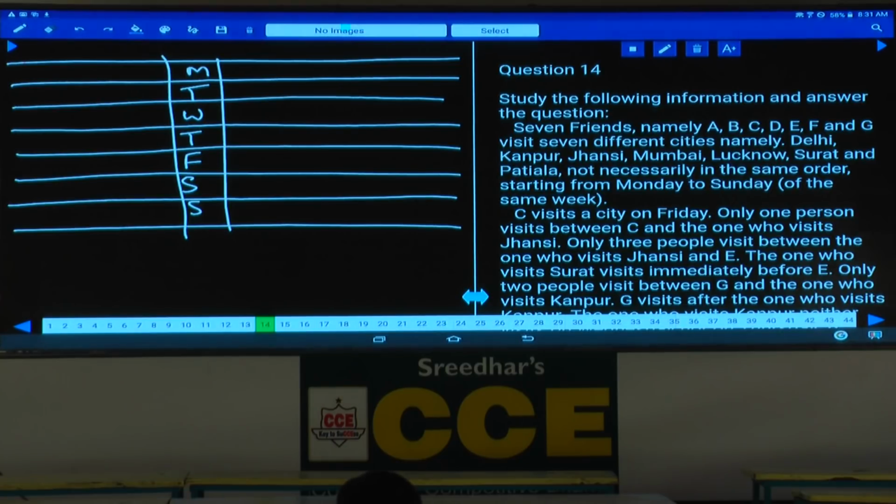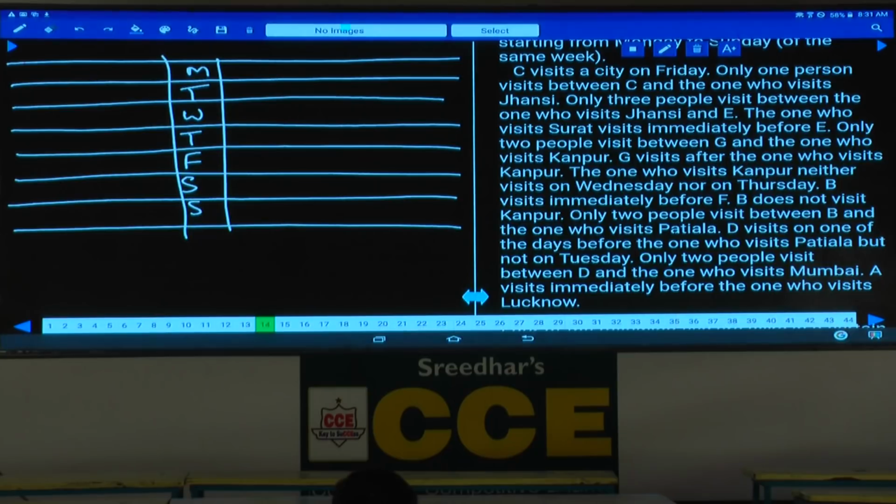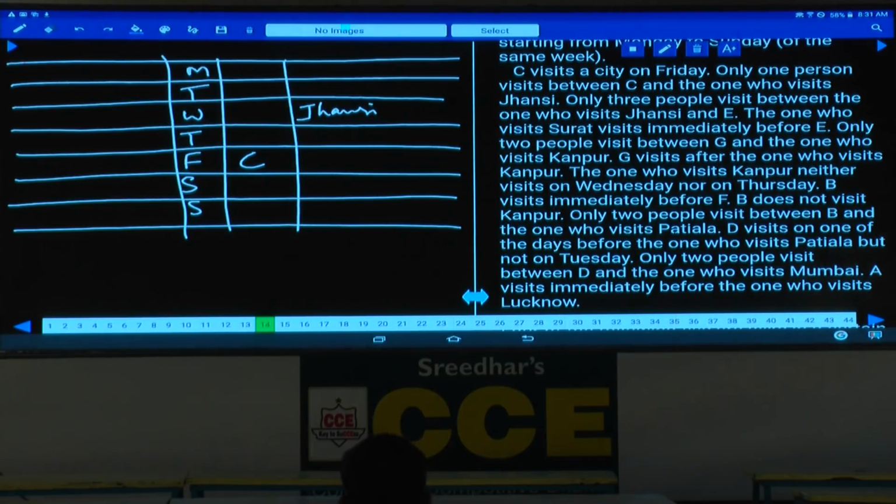In order to identify this, first go through the conditions clearly. Now C visits a city on Friday, hence C will be here. And only one person between C and the one who visits Jhansi. C and the one who visits Jhansi, there is only one person, hence Jhansi can be either on Wednesday or on Sunday. As there is a second possibility here, I am working on the second possibility simultaneously. Clear now? Only one person between C and the one who visits Jhansi.